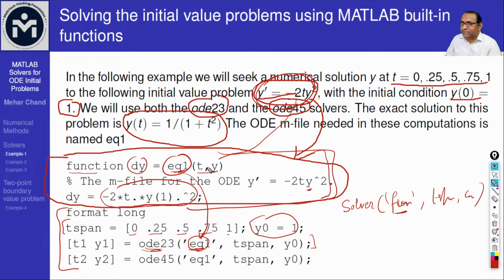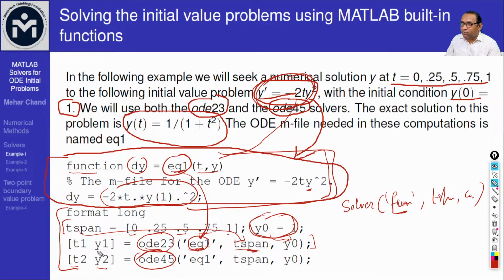So the function which we create for the differential equation will be used automatically at this place. Then we have the t-span, and the t-span we have is at this place. This first solver is ODE 23. Then by using the same differential equation, we are using another solver, ODE 45, sorry. So t2 and y2, these are the values of t and y.